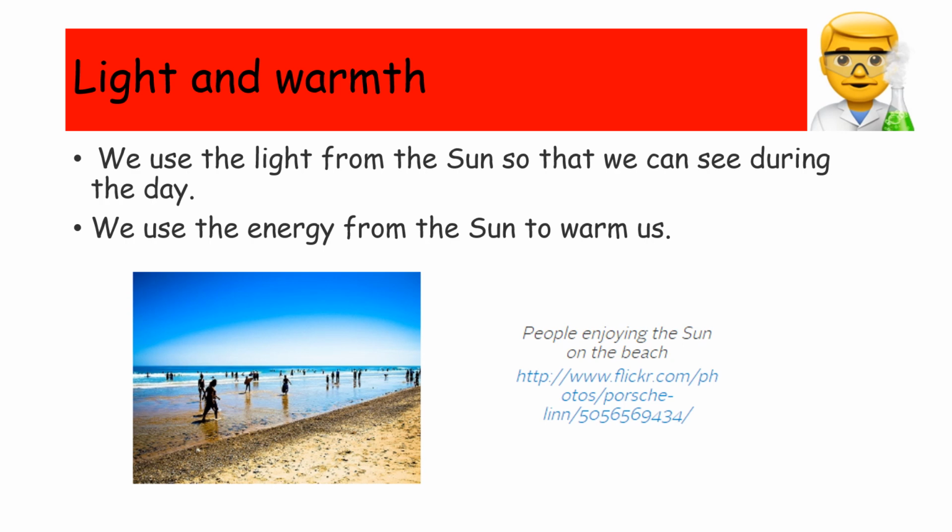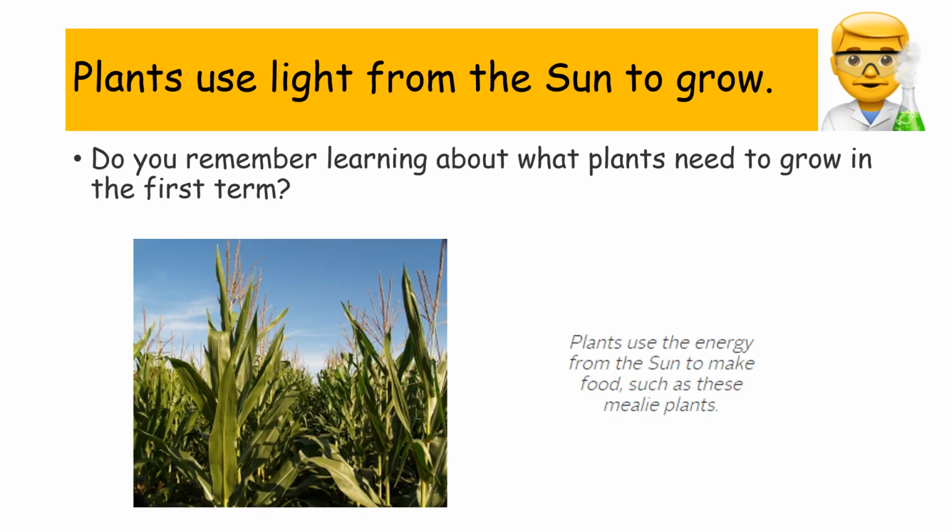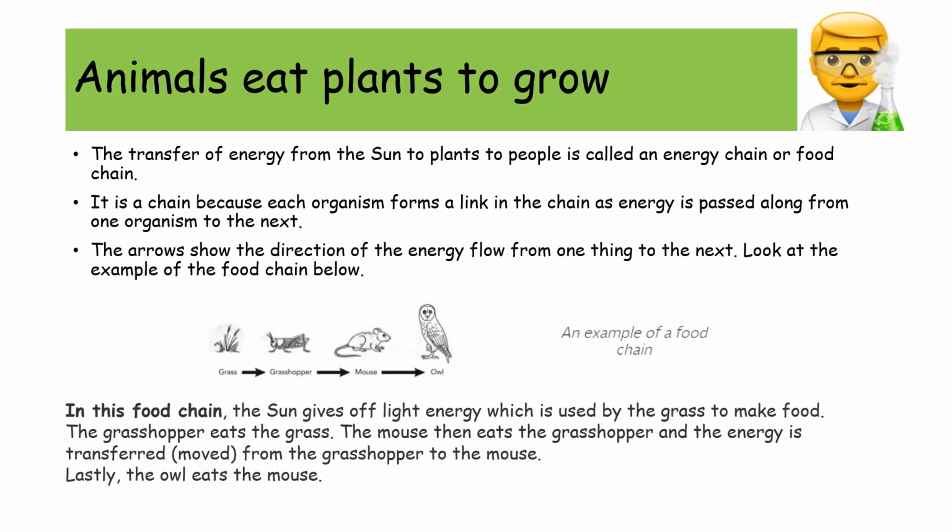Light and warmth. We use the light from the sun so that we can see during the day. We use the energy from the sun to warm us. On this picture you can see people enjoying the sun on the beach. Plants use light from the sun to grow. Do you remember learning about what plants need to grow in the first term? Plants use the energy from the sun to make food, such as these mealie plants. Animals eat plants to grow.